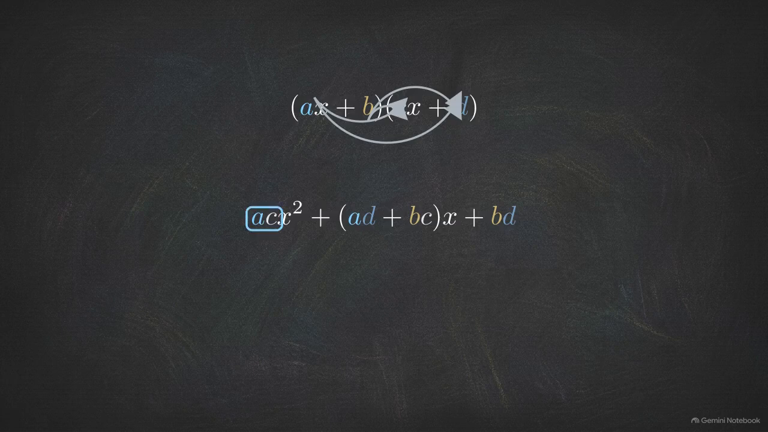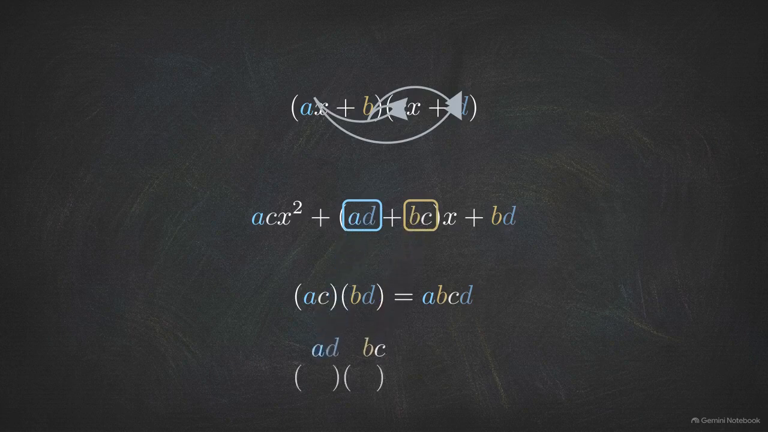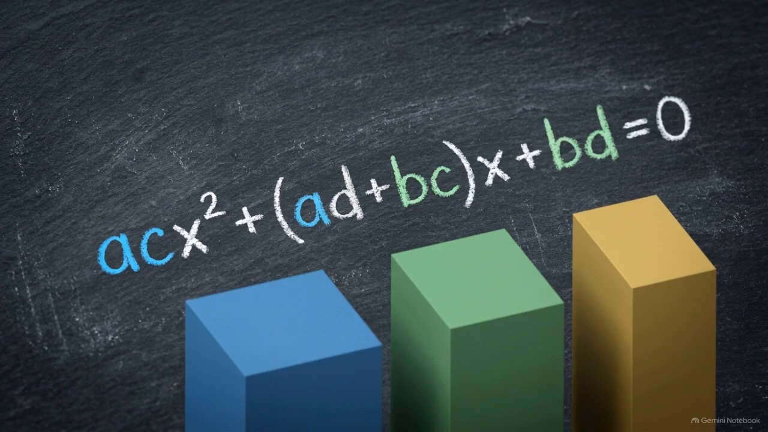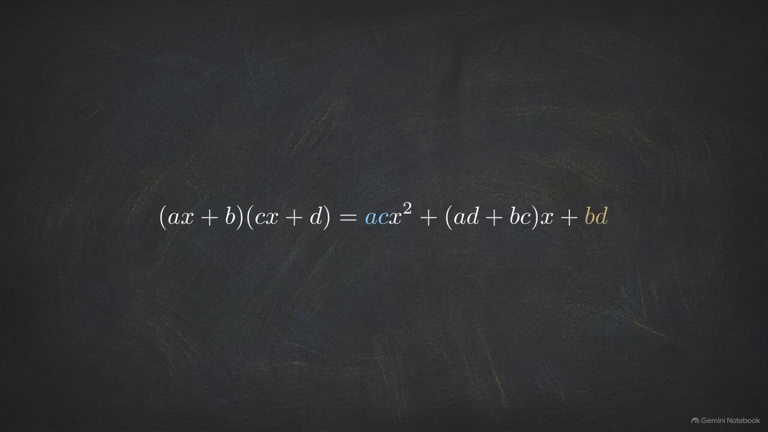Notice that the coefficient of the leading x squared term is exactly a times c. The constant at the end of the equation is exactly b times d. If we multiply this leading coefficient by the constant term, we get a specific product, a, b, c, d. The coefficient of the middle x term is composed of those exact same four variables, arranged in the sum of ad plus bc. The coefficients in a standard form equation are the direct result of these fixed interactions between binomial terms. We can use this relationship to reverse engineer an equation.